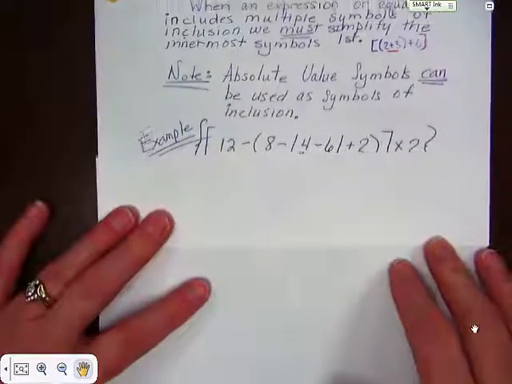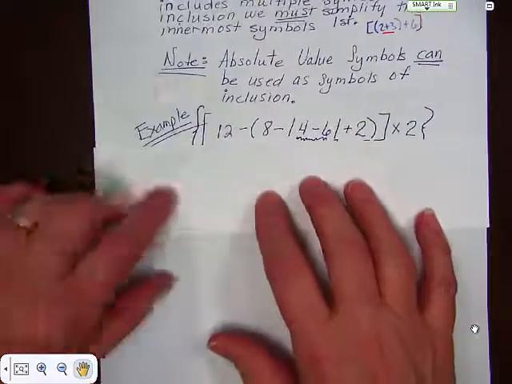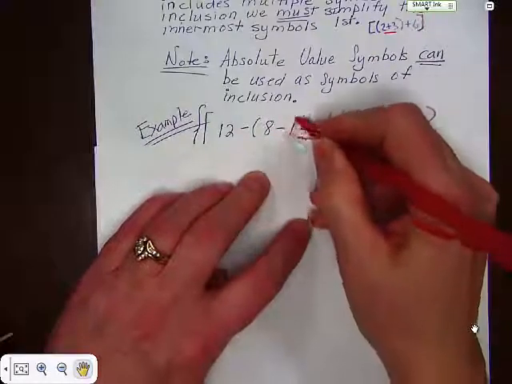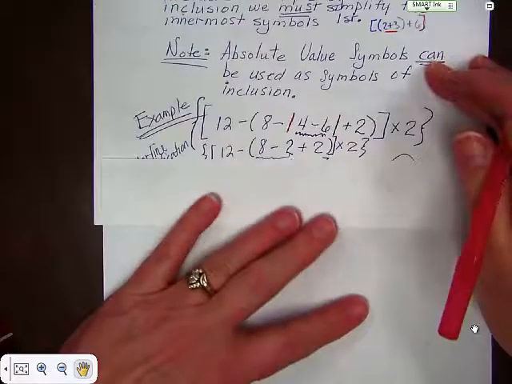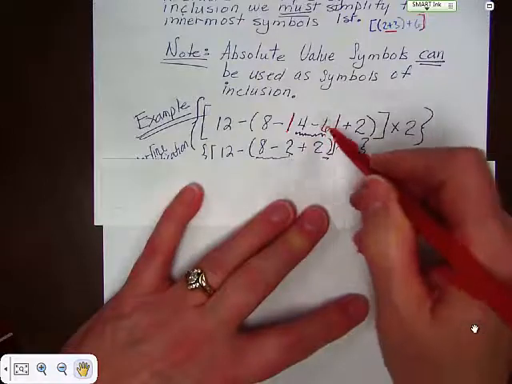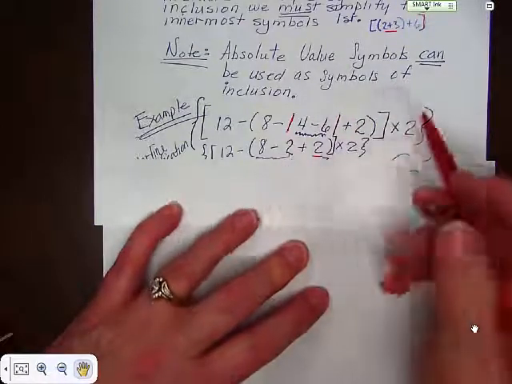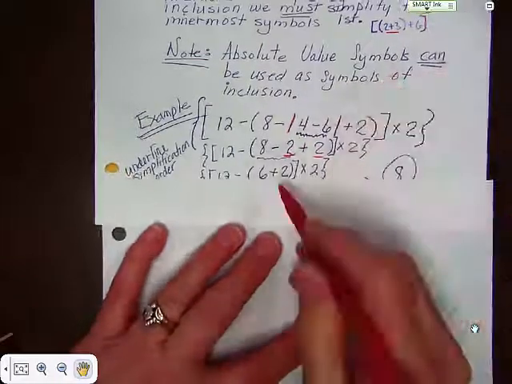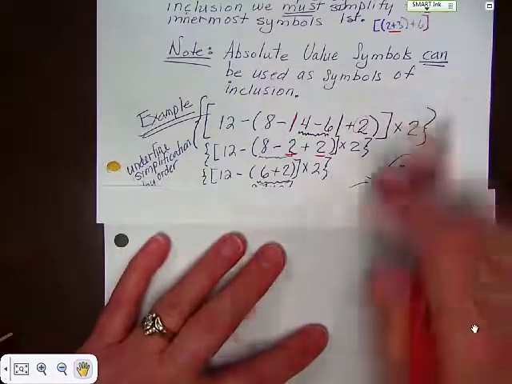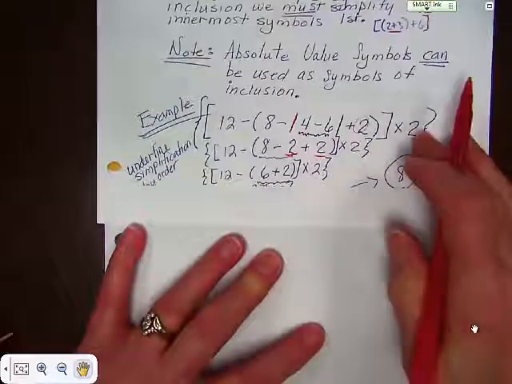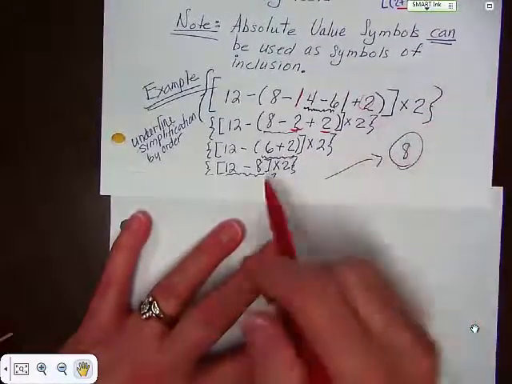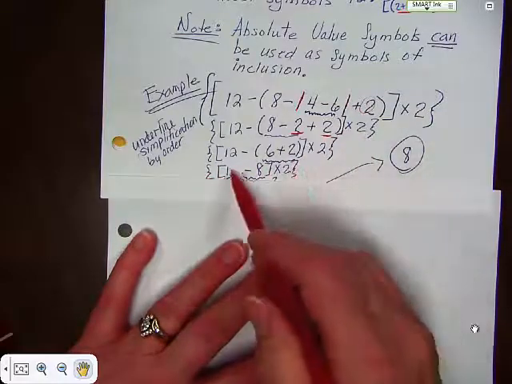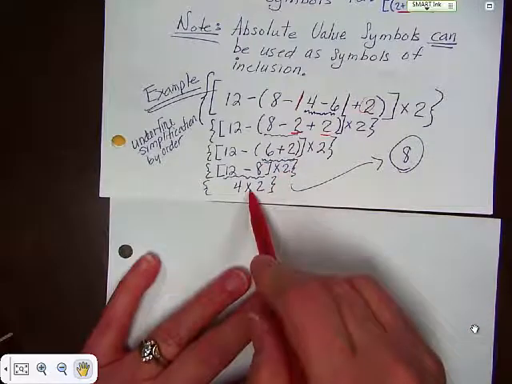Here's an example. You have a lot of symbols of inclusion here. You have your braces, and then a bracket, and then parentheses, and inside the parentheses right here you have absolute value signs. So you would have to actually do the absolute value, which is 4 minus 6, and the absolute value of negative 2 is 2. So there's your 2. Oh sorry, I made a mistake there. This is your 2. And then you take 8 minus 2, which is 6. And then you would add it to this 2, okay? And then you would have 12 minus 8, which is 4, and 4 times 2, your 2 was clear out here to start with. You're finally out to your final braces and your brackets. 12 minus 8 is 4, times 2 is 8.